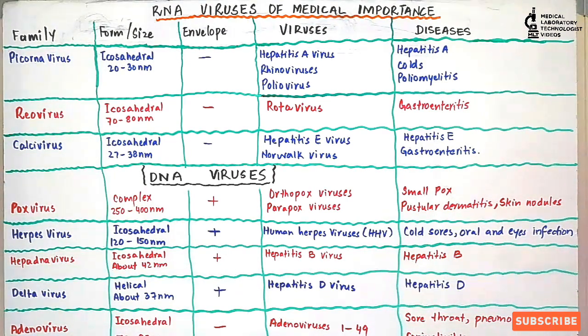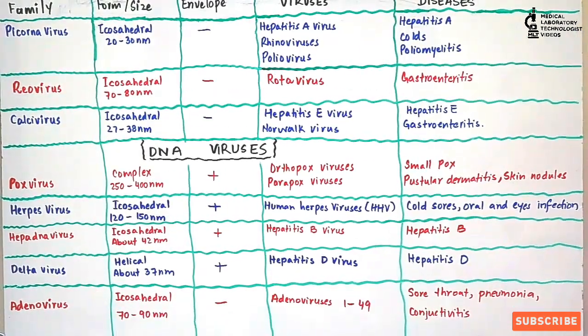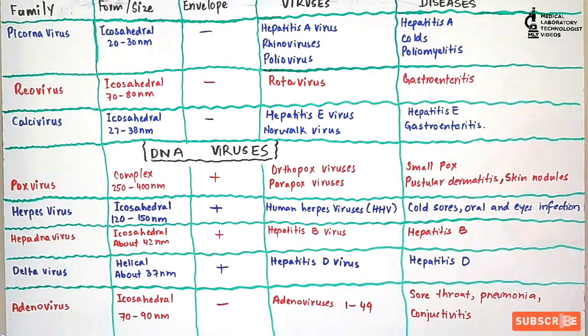Next is reovirus, which is icosahedral in shape, 70 to 80 nanometers, and the envelope is not present. The virus in this family is rotavirus, which causes gastroenteritis, mostly in small babies. The last one in the RNA virus families is calicivirus, which is icosahedral in shape, 27 to 38 nanometers in size, with no envelope. The viruses are hepatitis E virus, which causes hepatitis E, and norovirus, which causes gastroenteritis.